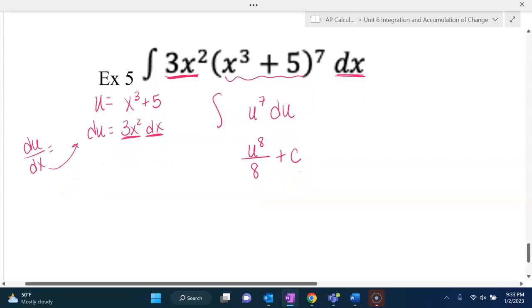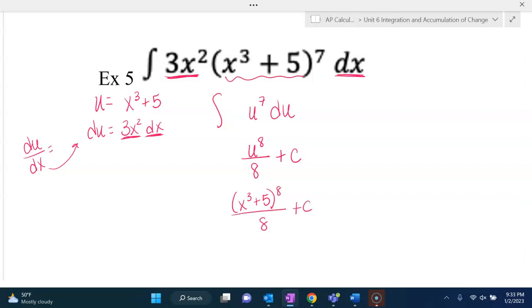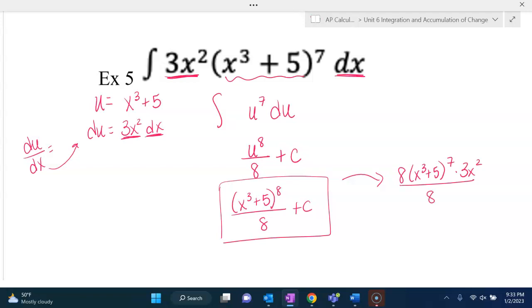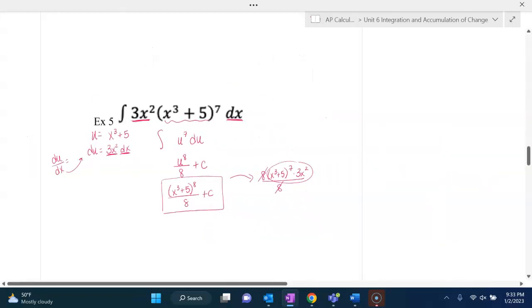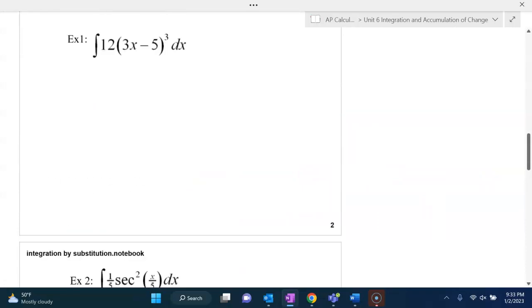Now, you want to make sure you put your u back in. So put x cubed plus 5 to the 8th over 8 plus c back in. Bing, bang, boom. Now, you can check all of these. Take a minute, derive this. Swing the 8, leave the inside alone, subtract 1, multiply by the derivative of what's inside. The plus c goes away. The 8's cancel. Is this what we started with? Yeah. Okay. All right, let's go back up to example 1.